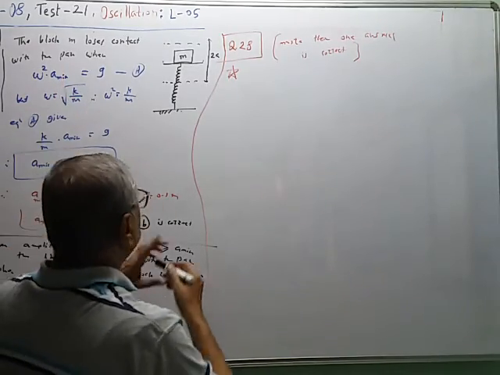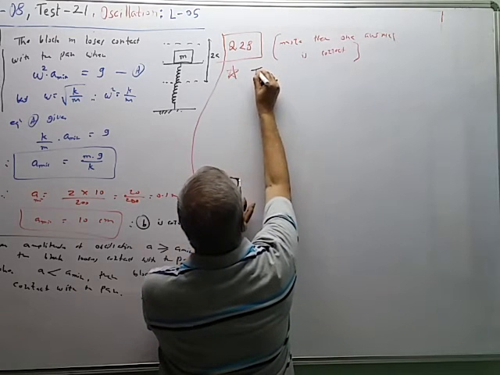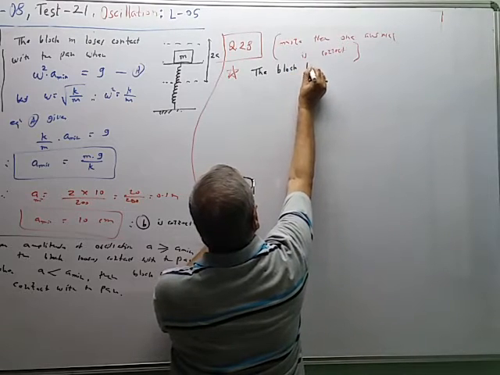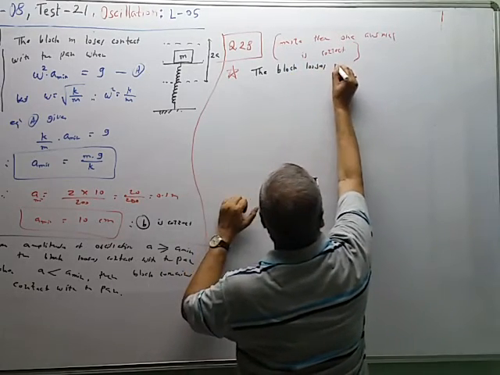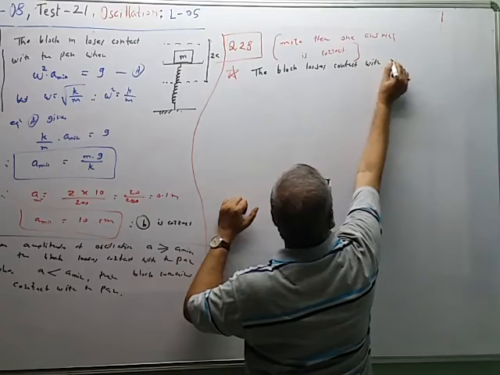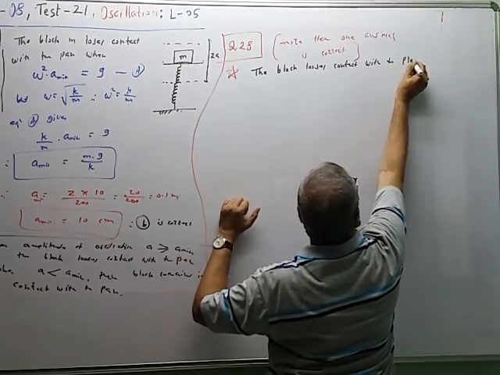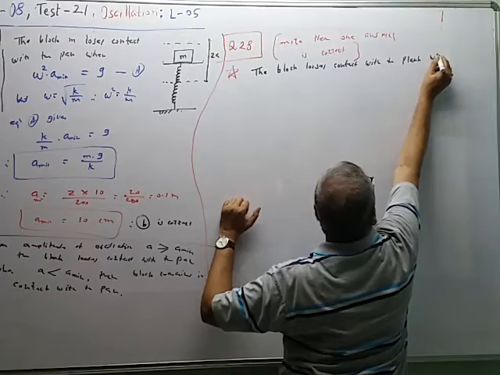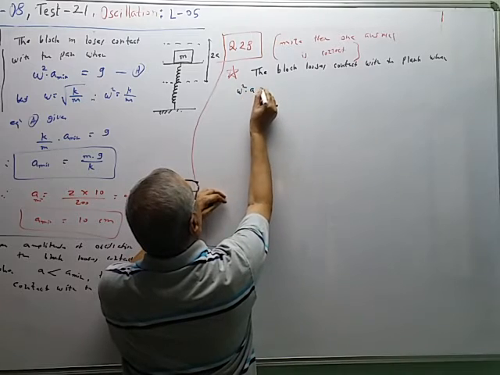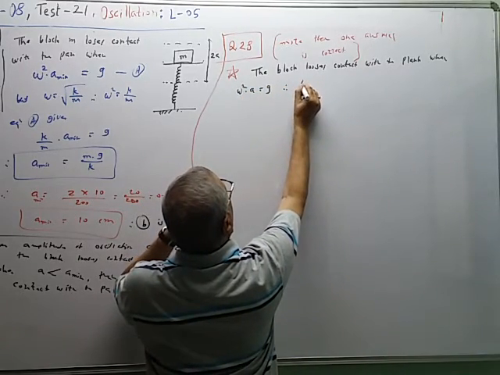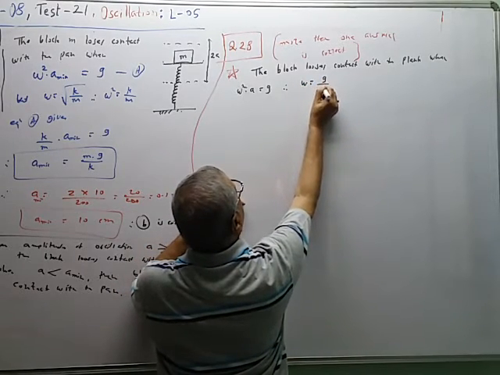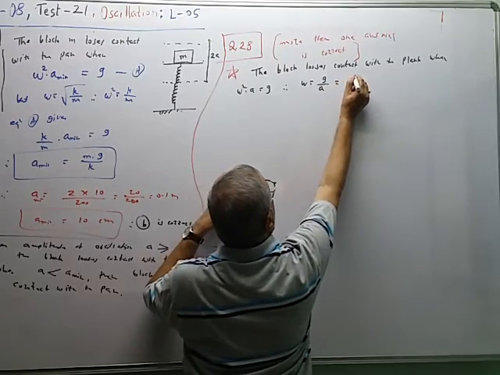The block just loses contact with the plank when, this is the formula, omega square into A is equal to g. Therefore, omega is equal to under root g by A.